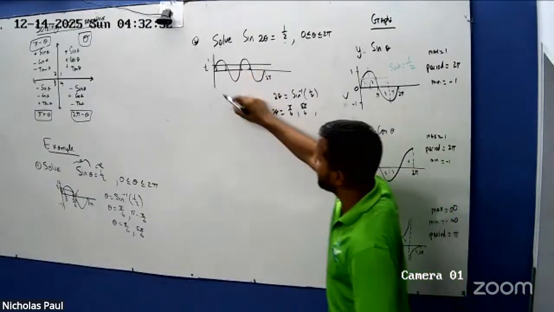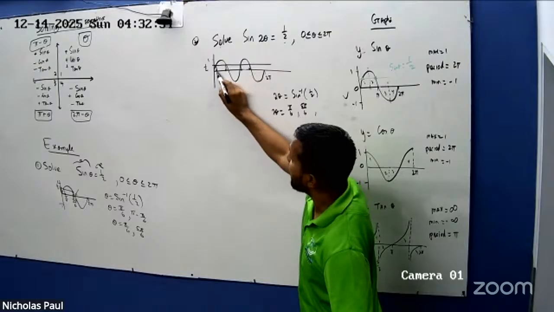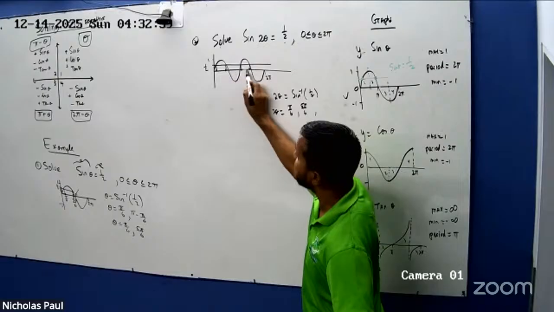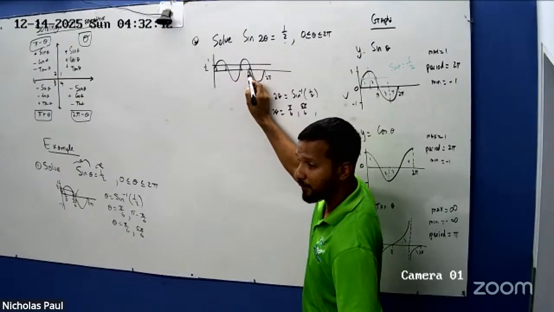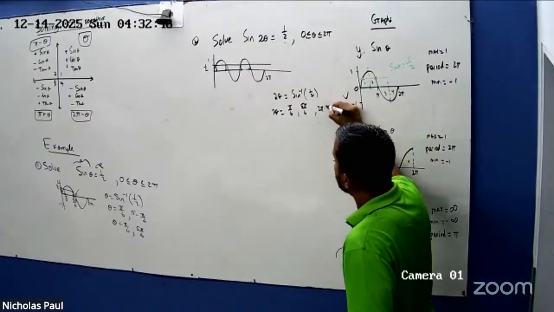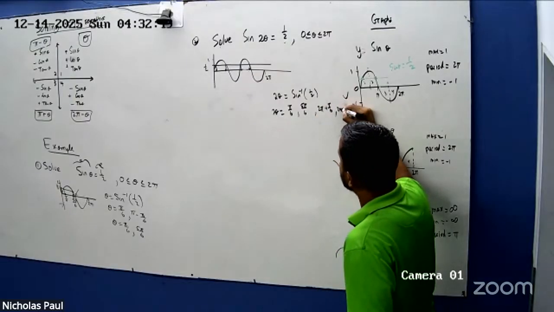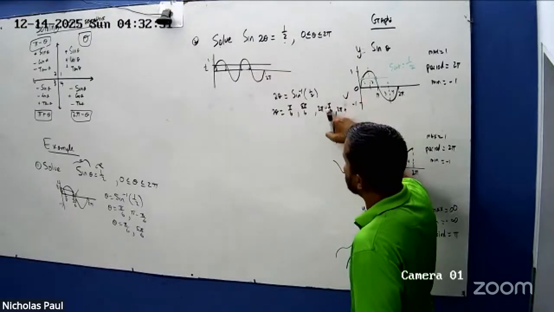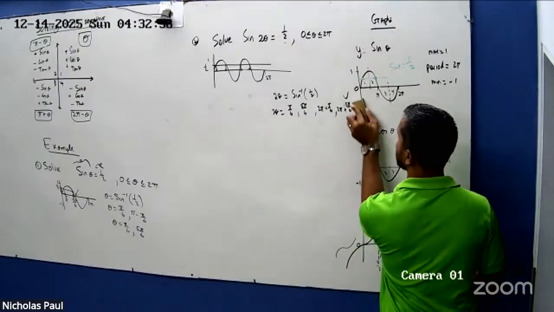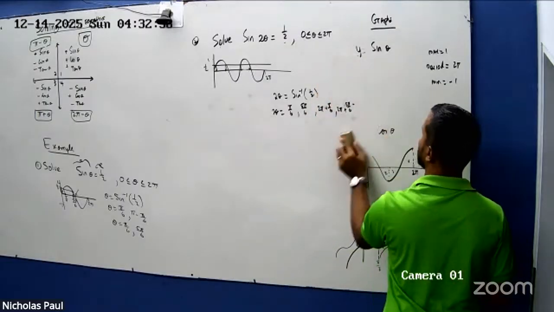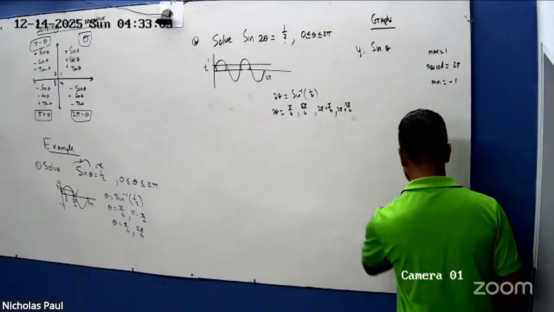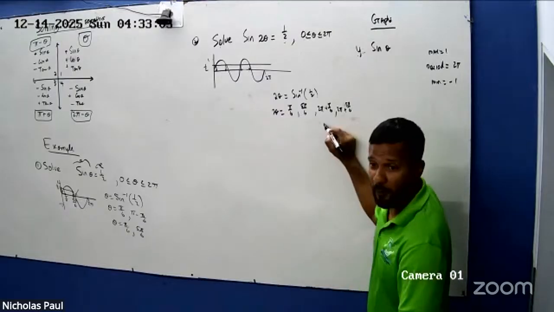Remember, this is symmetrical, right? So from here to here, how far is that? 2 pi. From here to here, how far is that? 2 pi. Right? So all we have to do now is add 2 pi to pi on 6, and add 2 pi to 5 pi on 6. Are you okay with that?